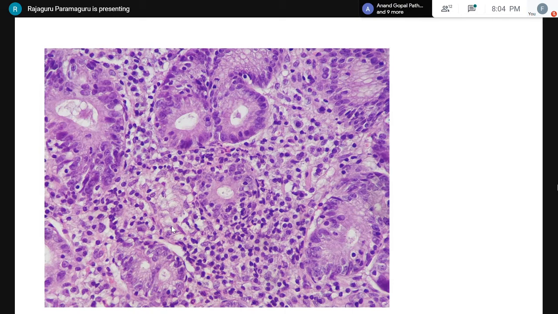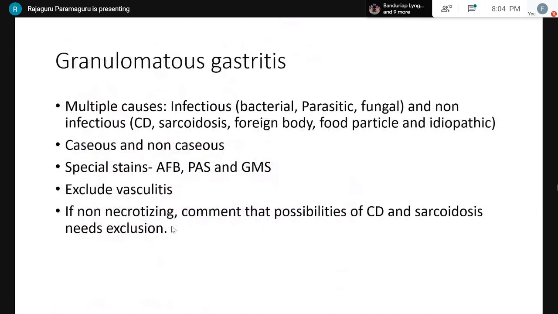Then there is granulomatous gastritis. In focally enhanced gastritis, you may or may not have granulomas, but in granulomatous gastritis, there are many types, and the presence of granulomas is not always going to be Crohn's disease or sarcoidosis. You can even have granulomas from food particles or foreign material. Certain infections, fungal, bacterial and parasitic, can also cause granulomas.